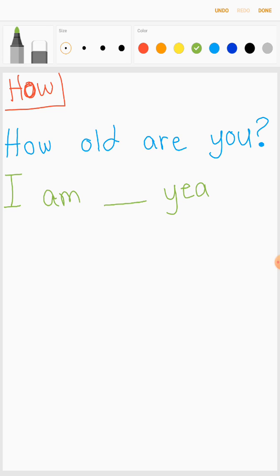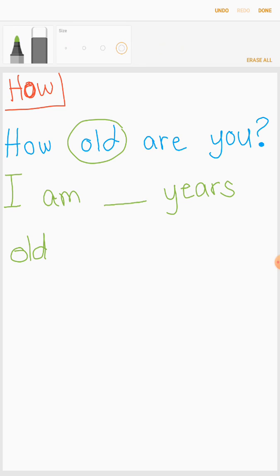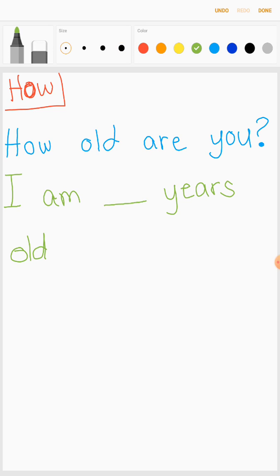blank years old. We already spelled old in our first sentence. Find old in your first sentence and copy it down here. And what do we need to put at the end of our sentence? A period. How old are you? I am blank years old. So I want you to fill in your age where that line is.